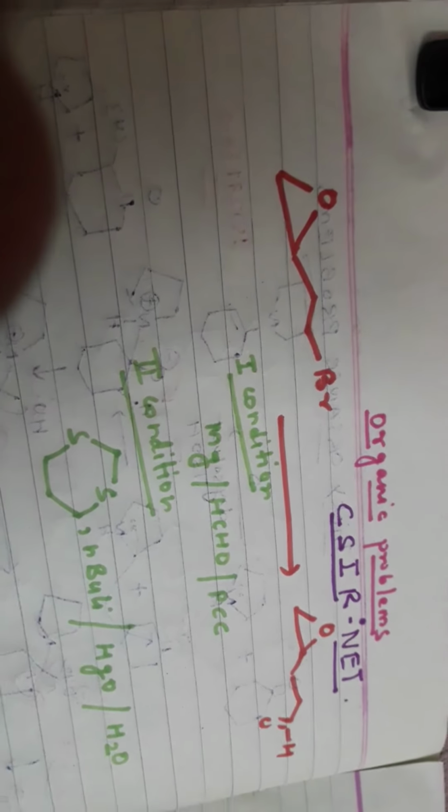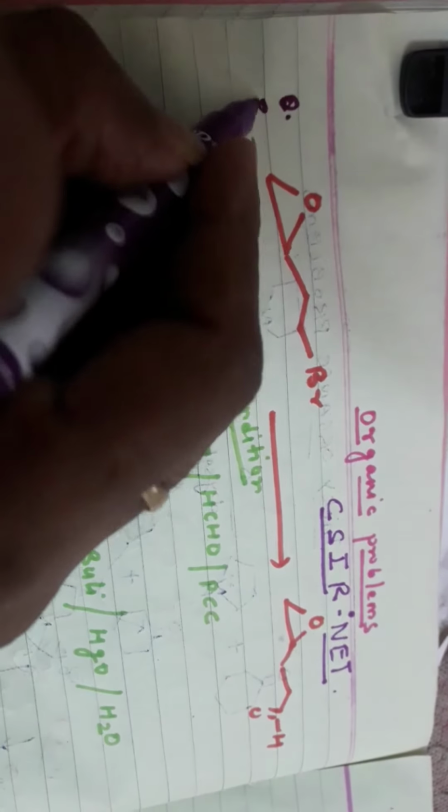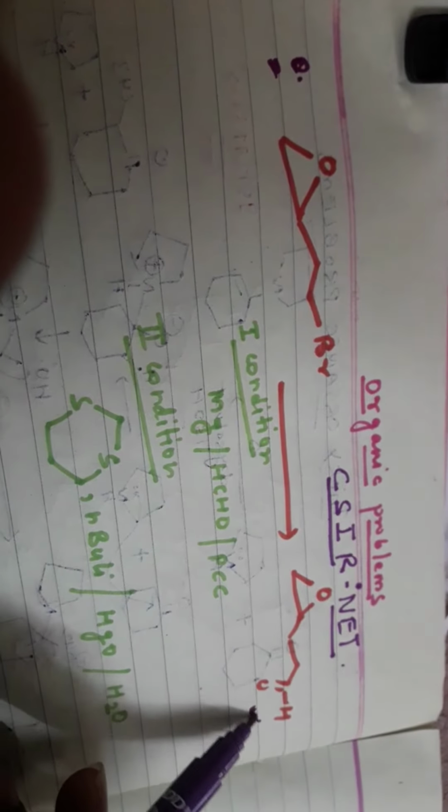Hello friends, today we are going to discuss one more problem related to organic synthesis, and this type of problem has been asked in several exams like CSIR NET or GATE or other SET exams. In this question, the starting material is mentioned here, and it is converted into this one, meaning in place of bromine an aldehyde is added here.